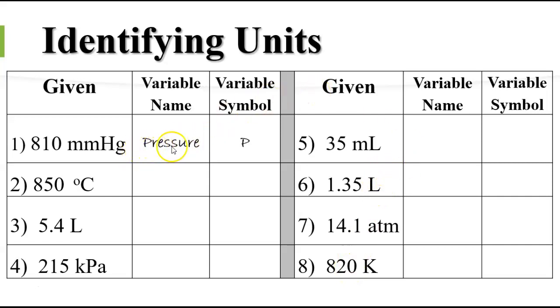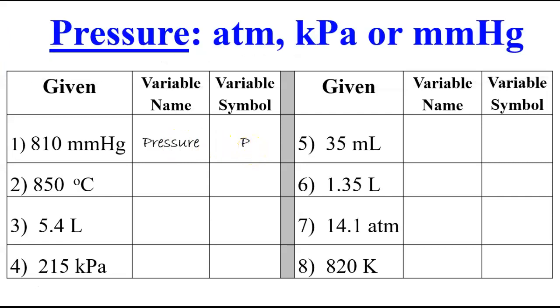So I filled out this first one for you. It's pressure, and we give it the symbol P. So we identify the pressure units because they are always given in atmospheres, kPa, or mmHg. So pause. If you can fill out this whole table before I tell you, do it.